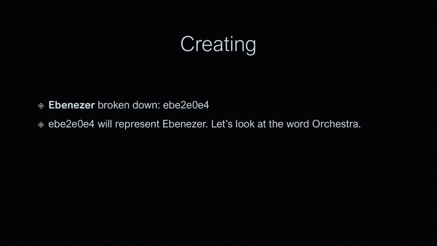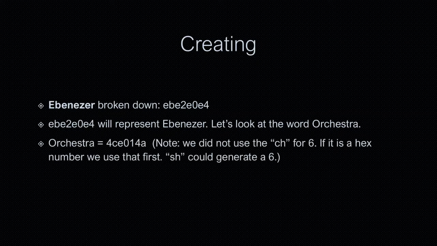Let's look at the word orchestra. Now we can't use the letter O, so we're going to cancel that letter out and go to the next letter R. We can use that. R is 4. We can use the C because it is part of the hexadecimal system. We cancel out the H, can't use it. We use the E, the S is 0, the T is 1, and the R is 4.